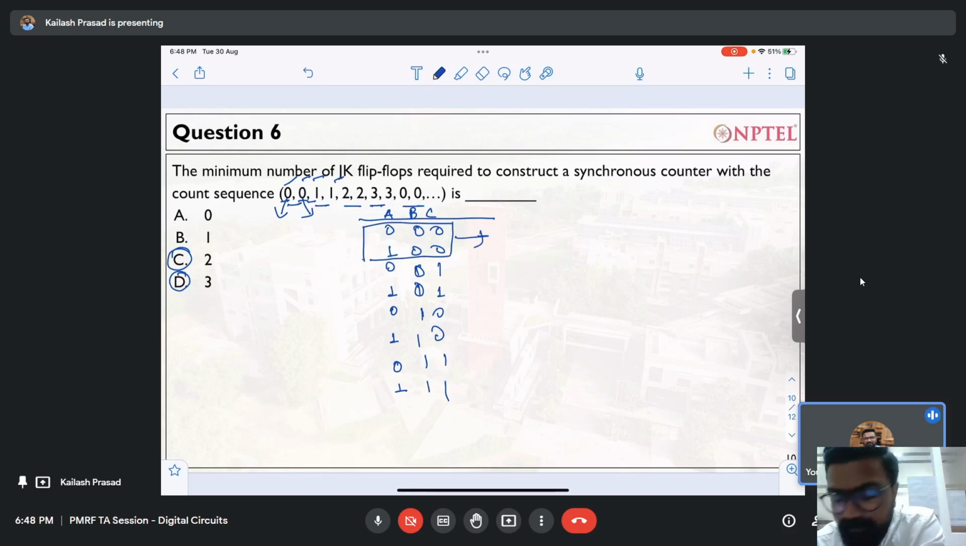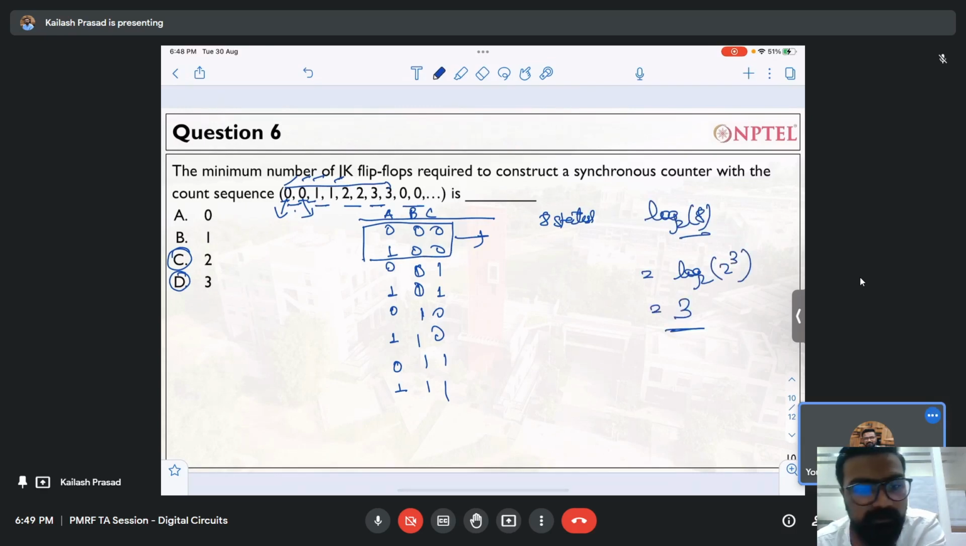So the very simple approach to find out the minimum number of flip-flops is you take the number of states. Here we have 8 different states, right? And you take log 2 of 8. That will be log 2 of 2 to the power 3, and this will be 3. So the answer here will be 3.